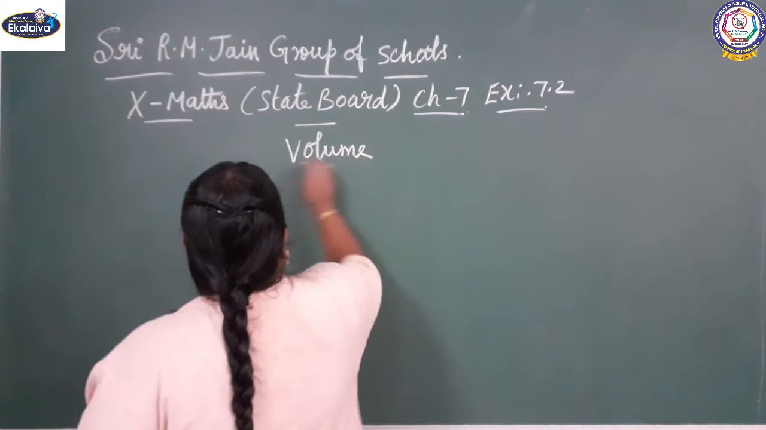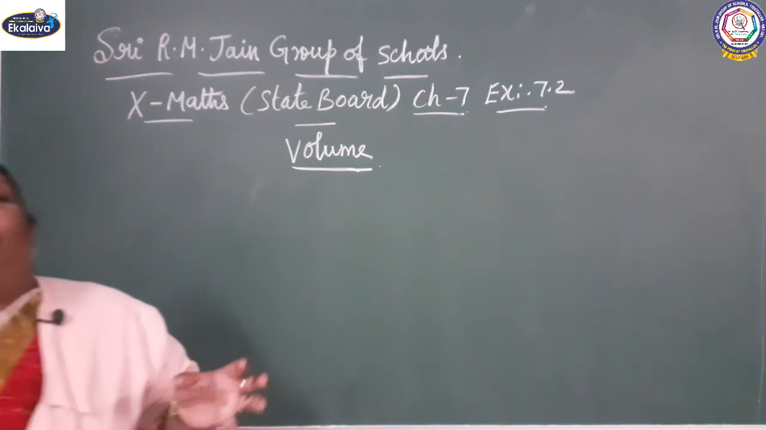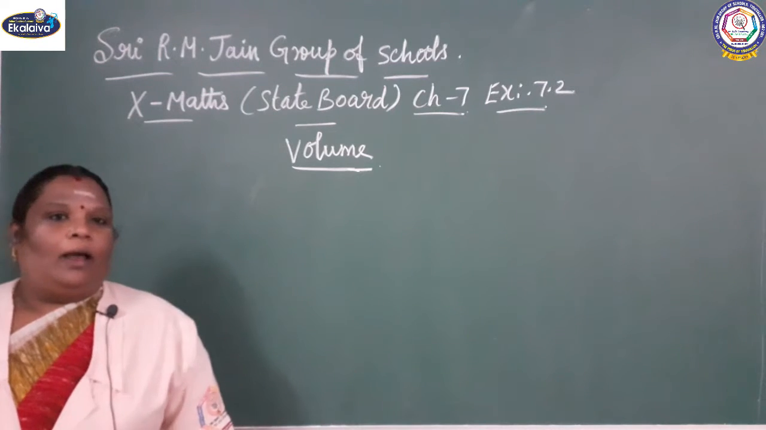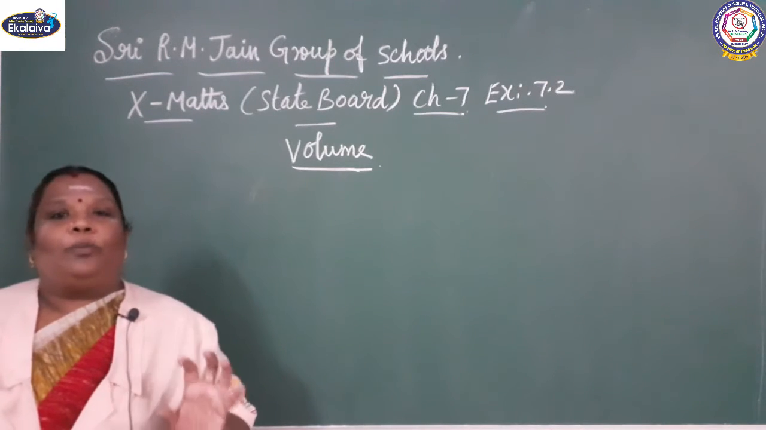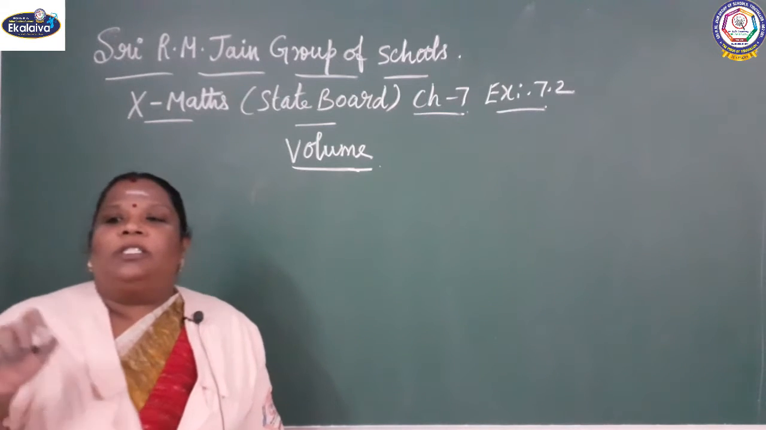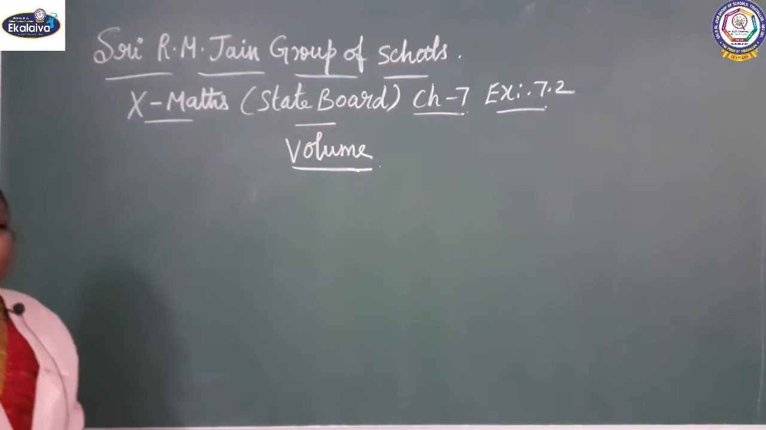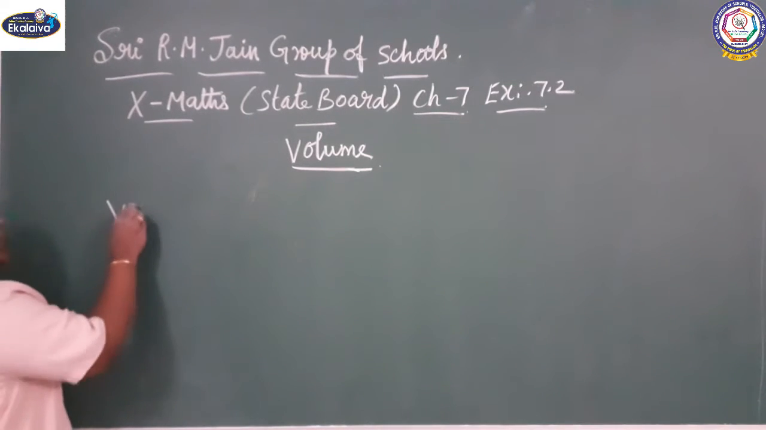Volume is nothing but the amount of space occupied by an object. Amount of space occupied by an object is called volume. Generally the volume is measured in cubic units. You can see the formula for the cylinder, cone and all.